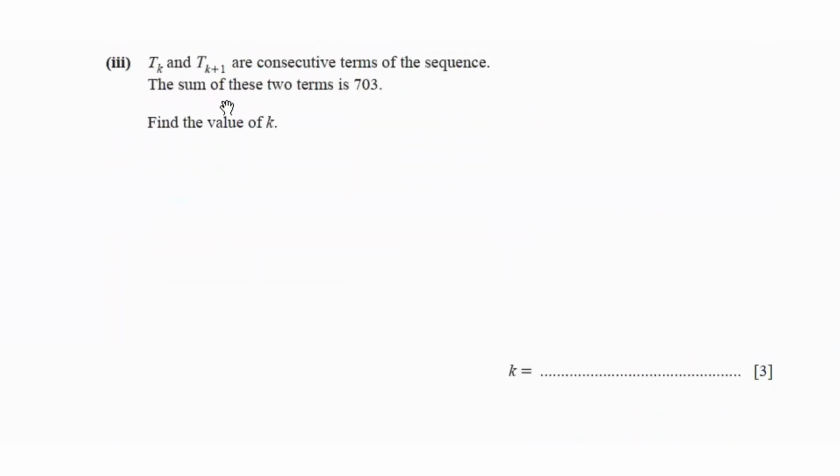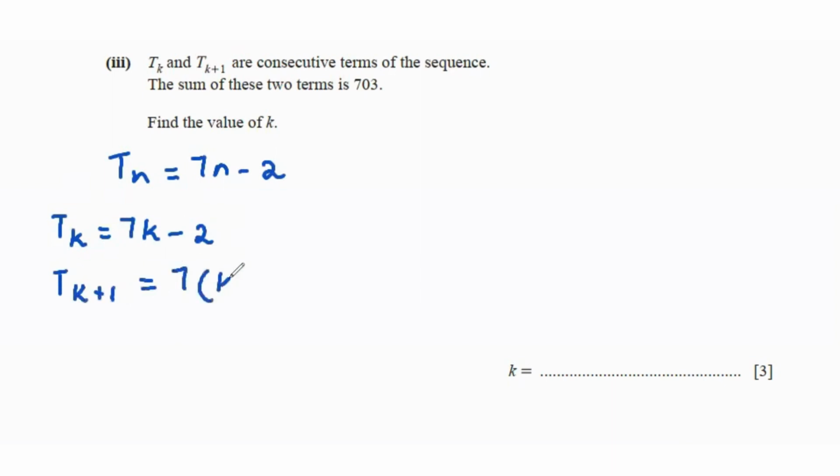tk and tk plus 1 are consecutive terms of the sequence. The sum of these two terms is 703. Find the value of k. So we're going to use our same nth term, 7n minus 2. tk is going to be 7k minus 2. And tk plus 1 is going to be 7 times k plus 1 minus 2, which is 7k plus 7 minus 2. And that's 7k plus 5.